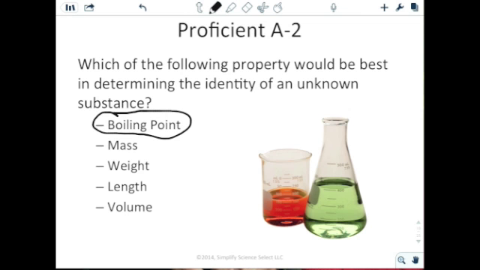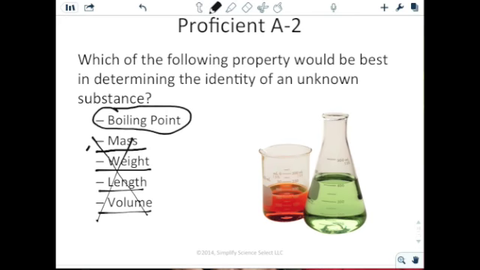Now, mass, on the other hand, I could have 10 grams of water and 10 grams of isopropanol alcohol, and just by looking at the mass, you couldn't tell the difference. Same thing with weight, same thing with length, and same thing with volume. So these extensive properties would not be good in identifying an unknown substance.